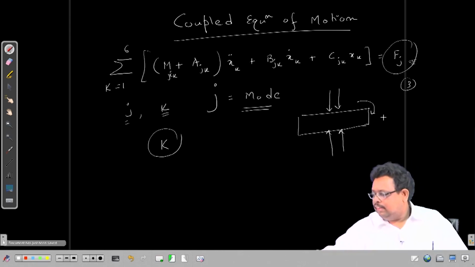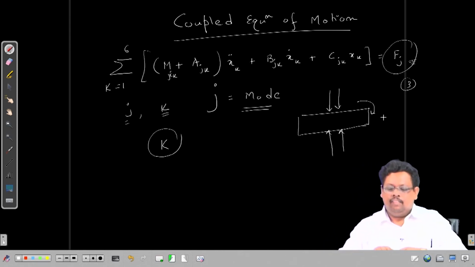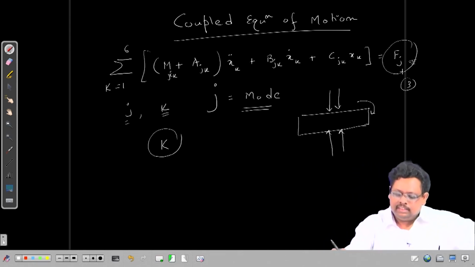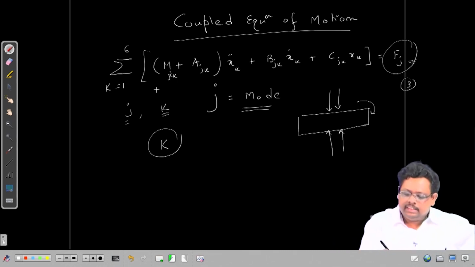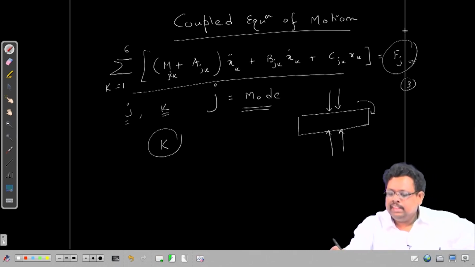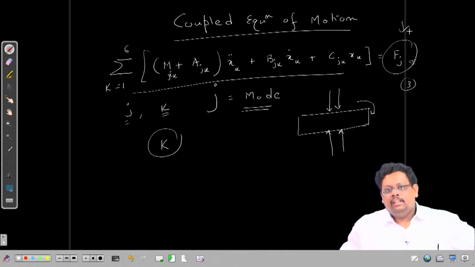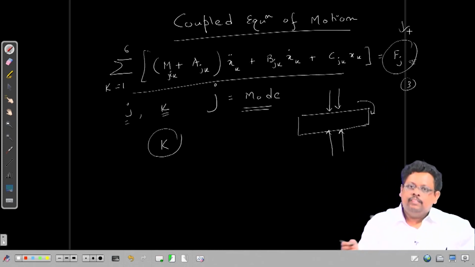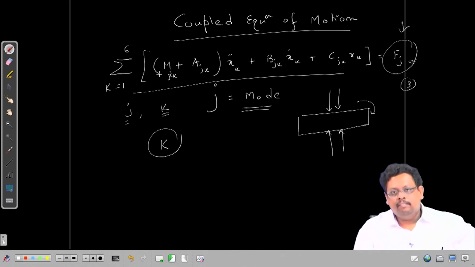And so, this is what we are talking about. I am always looking for the force along the jth direction on the left hand side also, because this is my exciting force. So, we have to match the dimensions. Therefore, if it is a heave force, then on the left hand side everything should be heave.